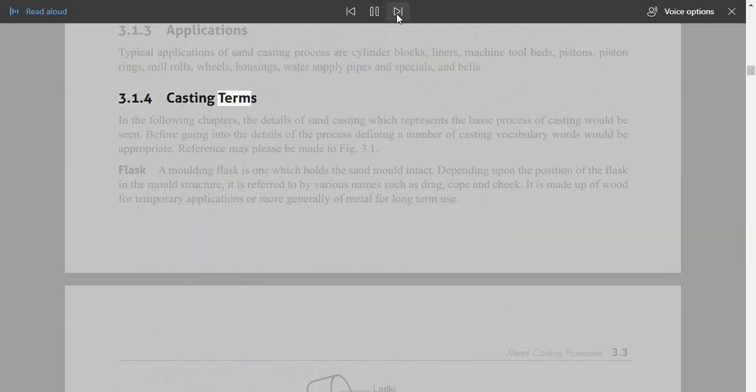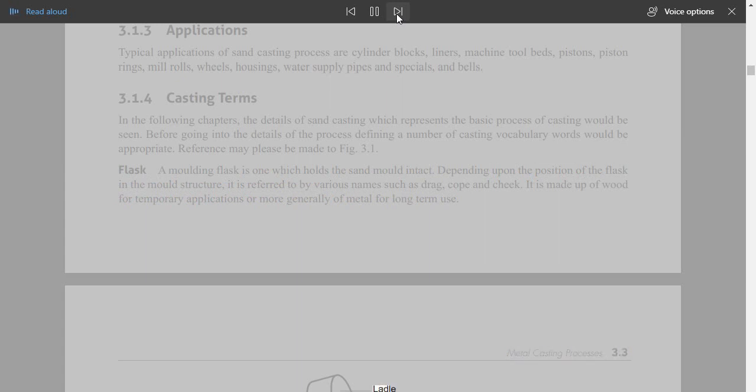3.1.4 Casting terms. In the following chapters, the details of sand casting which represents the basic process of casting would be seen. Before going into the details of the process, defining a number of casting vocabulary words would be appropriate. Reference may please be made to Fig. 3.1. Flask. A molding flask is one which holds the sand mold intact. Depending upon the position of the flask in the mold structure, it is referred to by various names such as drag, cope and cheek. It is made up of wood for temporary applications, or more generally of metal for long-term use.